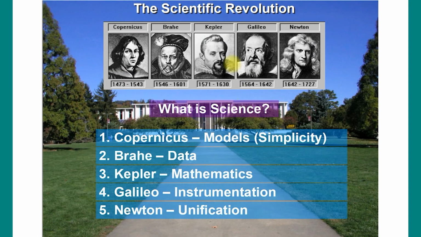What is science? Well, here is the scientific revolution, and here are the big five: Copernicus, Brahe, Kepler, Galileo, and Newton. And here Copernicus taught us that models, simplicity of models, is important science. When you put the sun at the center of the system, all the motions are understood much easier. And that's going to be the case because at the time they thought the Earth was the center. So by the Copernican model, you put the sun at the center and everything simplifies. So models are very important in science.